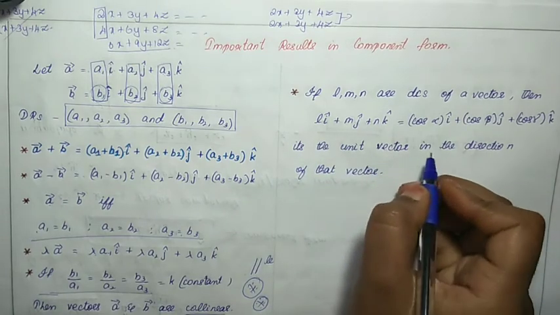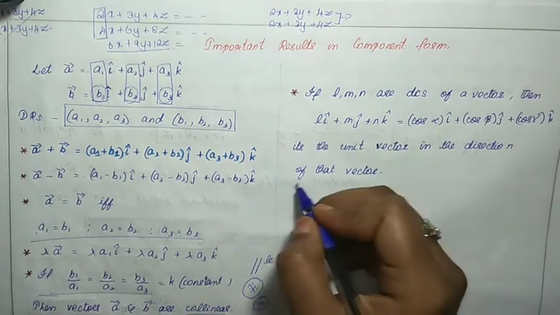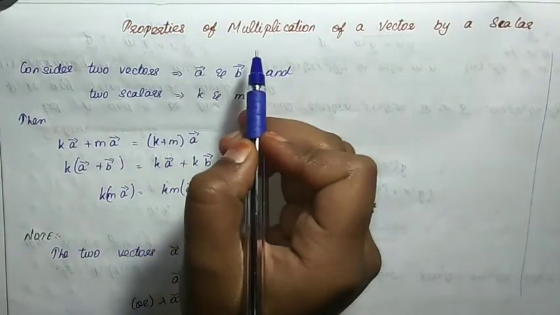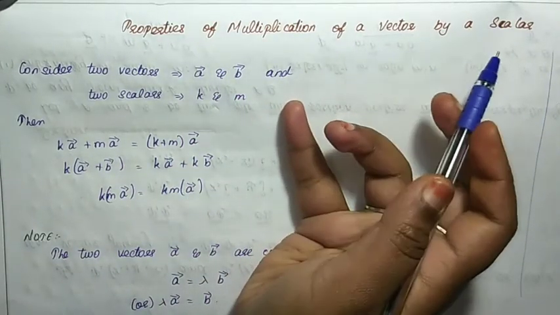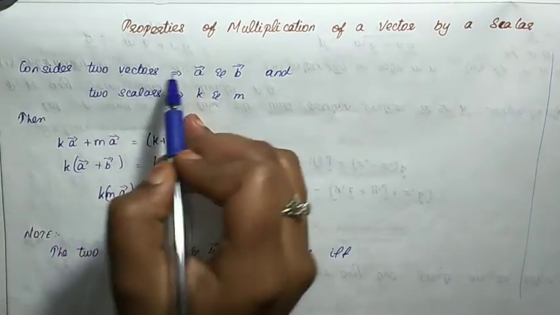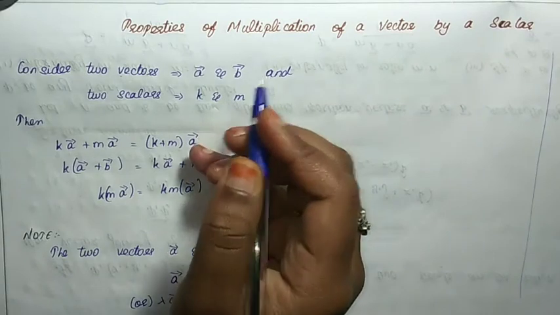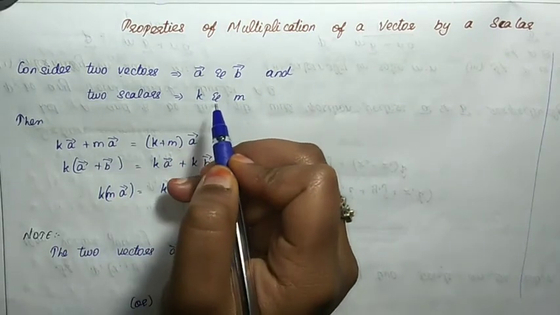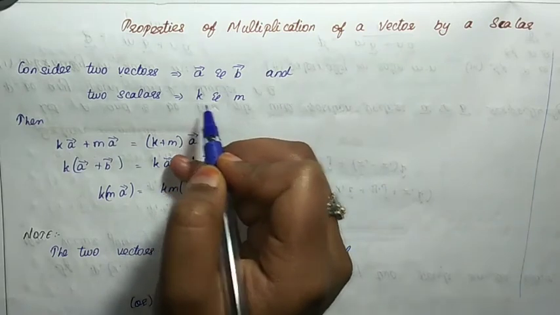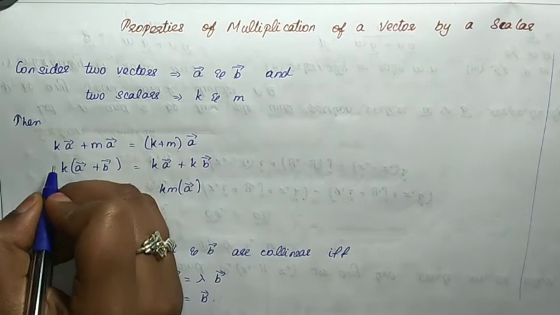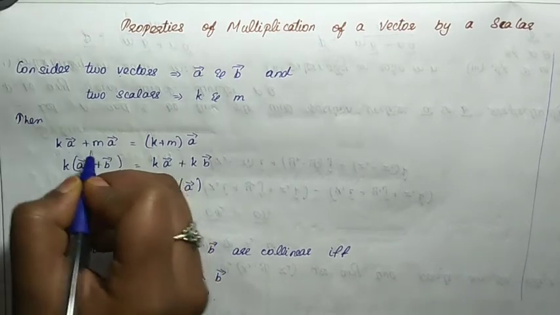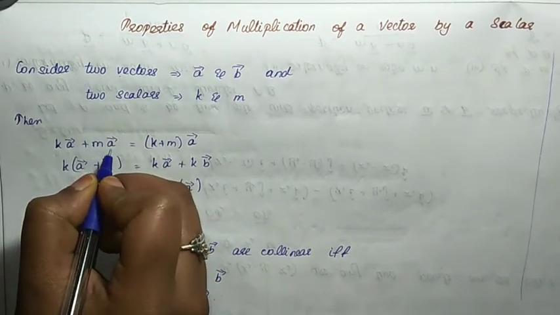It's the unit vector in the direction of that vector. Okay, we're going to learn the properties of multiplication of a vector by a scalar. Now consider two vectors, a vector and b vector. Scalars can be any constant, which I'm taking as k and m. So what if I add a scalar to a vector and some other scalar with the same vector?